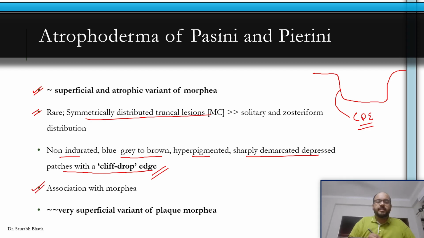Some authors consider this a separate entity associated with morphea, not a variant of morphea. In fact, some other authors regard it as a very superficial variant of plaque morphea. So if plaque morphea involves deeper tissues, then it is deep morphea; if superficial tissues, then Atrophoderma of Pasini and Pierini. Okay.